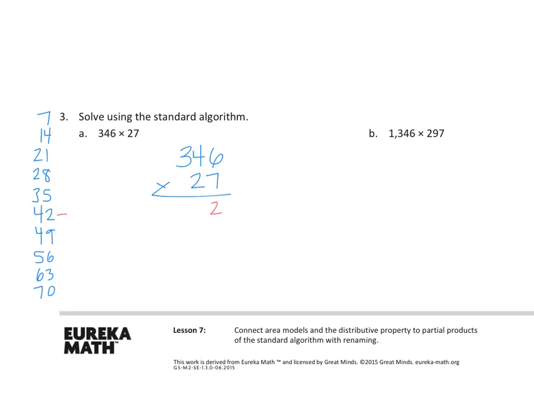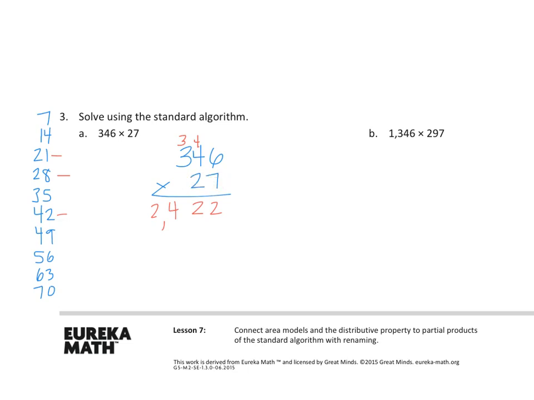So 2's on the bottom, 4 goes up on top. 7 times 4, well, that's going to be 28. So we'll bring down, 7 times 4 is 28, but we got to add the 4 up there to give us 32. And then we're going to go ahead and do 7 times 3, that's 21, and then add the 3, and that's going to give us 24. So we have 2,422.